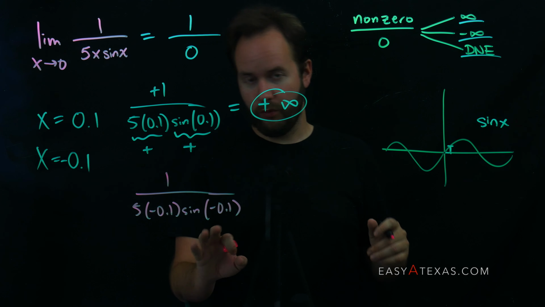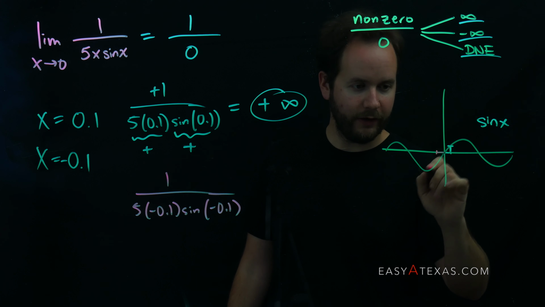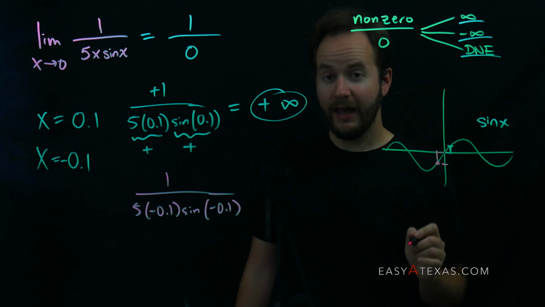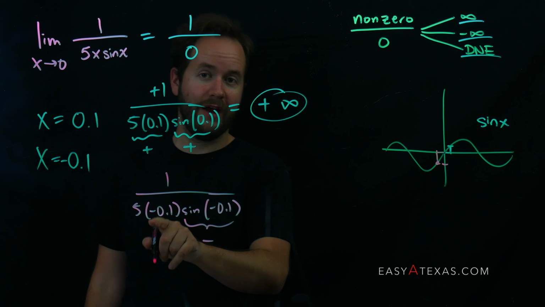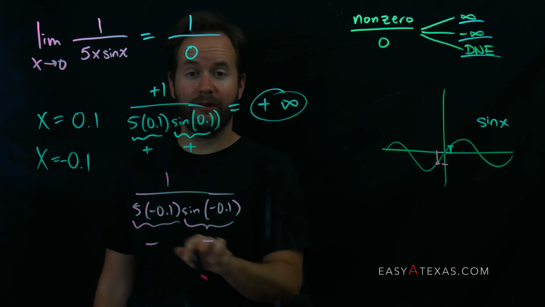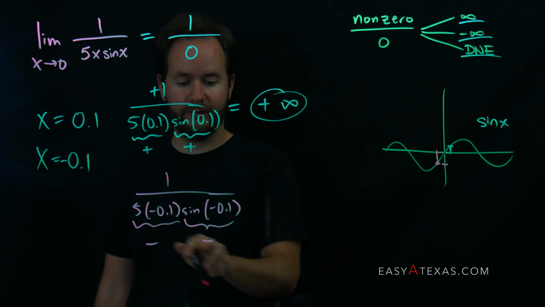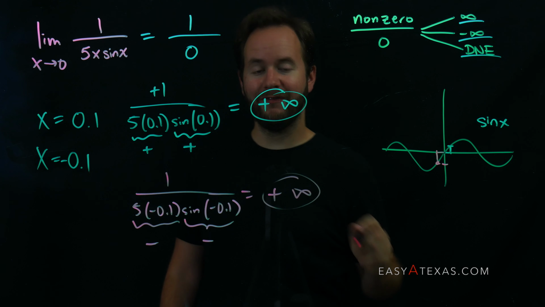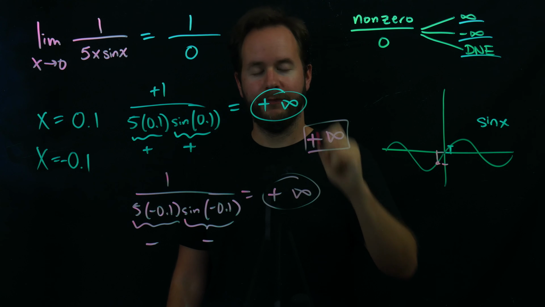Sine of negative 0.1, again, this is where the sine graph is going to come in handy. Coming from on the left-hand side, if we plug in a very tiny negative number into sine, we get a very tiny negative number on sine. So this is actually a negative result. And we also have that 5 times negative 0.1 is also a negative result. So we have a negative times a negative. Two wrongs don't make a right, but two negatives make a positive. Positive over negative times a negative is positive over positive, which is going to give me positive infinity. And because these values agree, my overall answer is positive infinity. And that is the answer to this question.